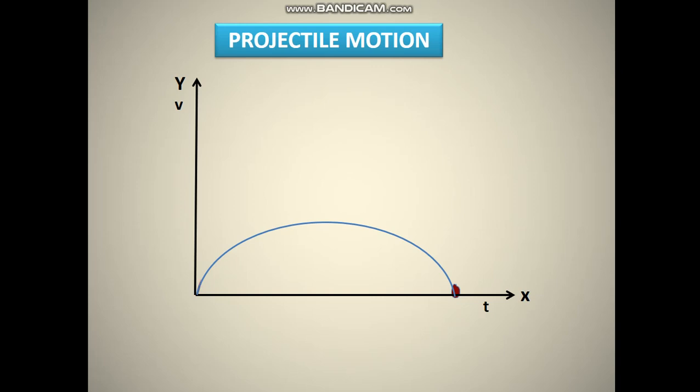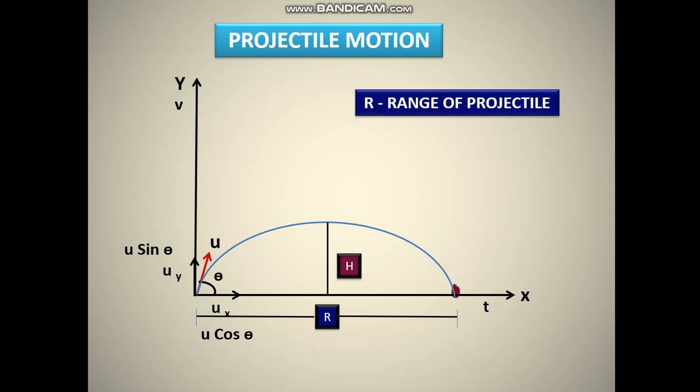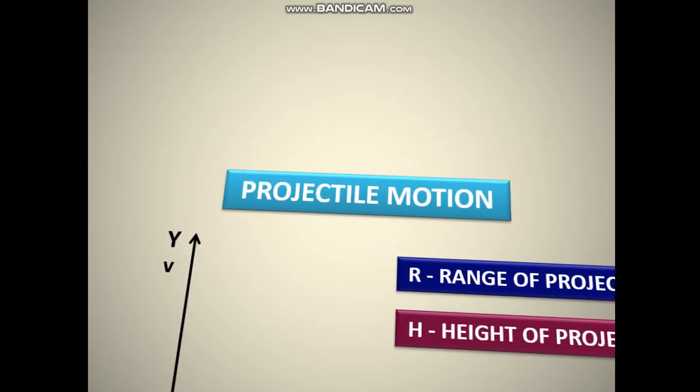We project the projectile with a velocity u, which is at an angle theta with the horizontal. We have the components ux and uy. We can also write ux as u cos theta and uy as u sin theta. We have this as the height of the projectile, and this one is known as the range of the projectile. So R is the range of the projectile, H is the maximum height of the projectile.